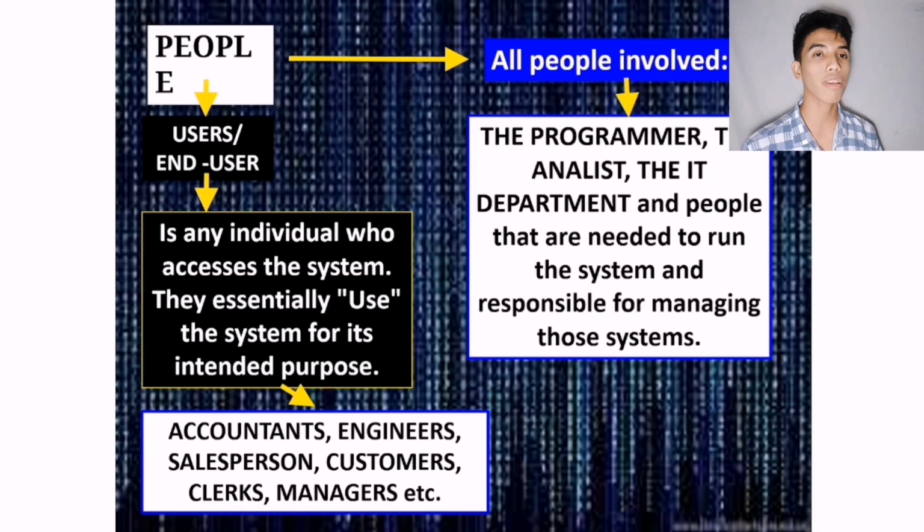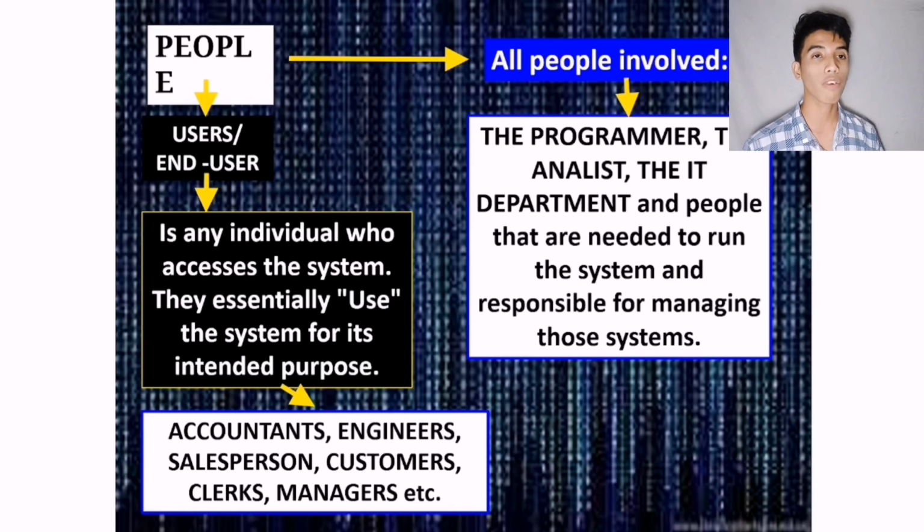As in the example earlier, the manager is the user. A user is an individual who accesses the system. They essentially use the system for its intended purpose, which may be to retrieve information, to pay for a service, or to be entertained.